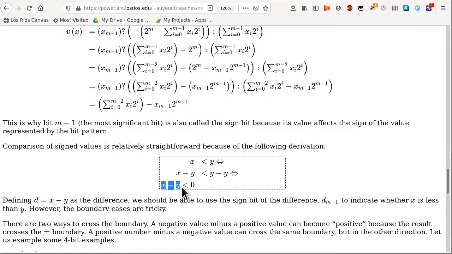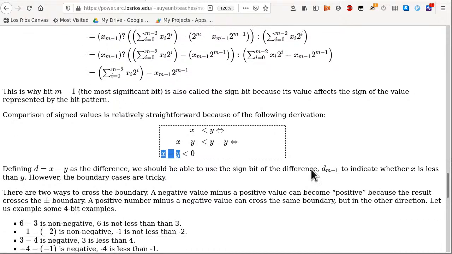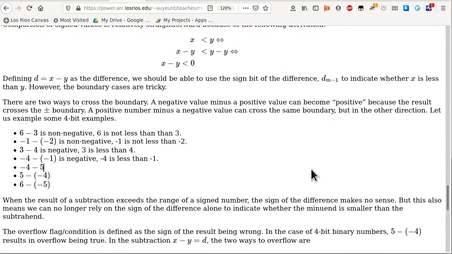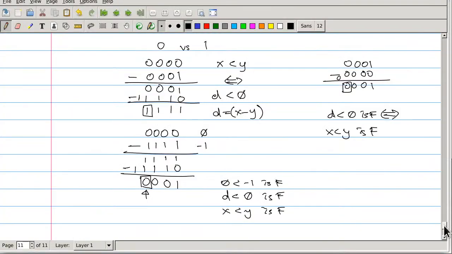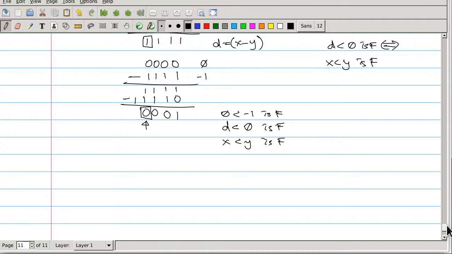Okay, all right. So it might take a little bit of time to actually understand the math behind it, but at this point we just make the claim that the sign bit of the difference is the indicator of whether x is less than y, the minuend is less than the subtrahend in the subtraction. But then we'll start to look at examples that do not work. So we'll now go to some examples that don't seem to work, and we'll explain why those examples are not working.